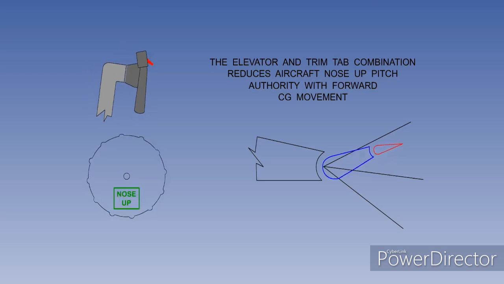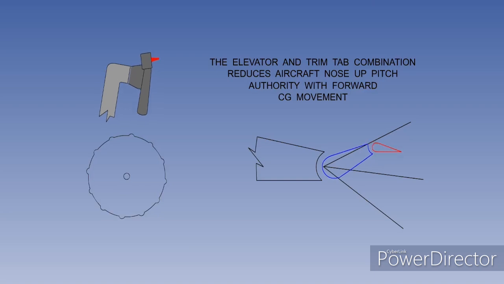Let's assume, once again, because of a forward CG, there is a requirement for the pilot to trim the aircraft nose up. You can see that there is reduced aircraft nose-up pitch authority from the elevator with an aircraft trimmed with a forward CG. This reduction in aircraft nose-up pitch authority might make it difficult for the pilot to flare the aircraft for landing.